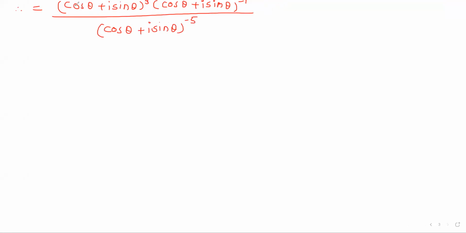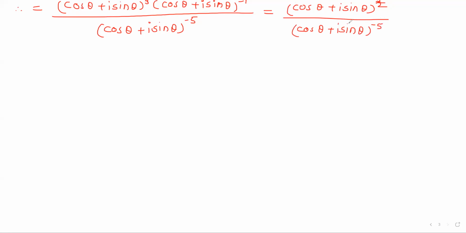As you can see here, it is cos theta plus i sin theta. Here it is cos theta plus i sin theta. Here it is cos theta plus i sin theta raised to -1. Can I write by law of indices, as bases are same, the indices must be added. 3 minus 1 will be 2. So the numerator becomes (cos theta plus i sin theta) raised to 2, divided by, in the denominator, (cos theta plus i sin theta) raised to -5.